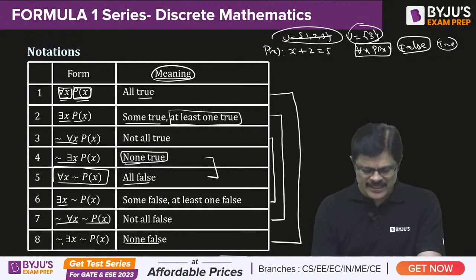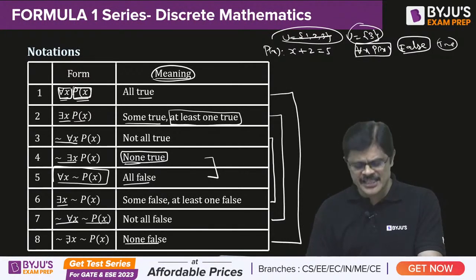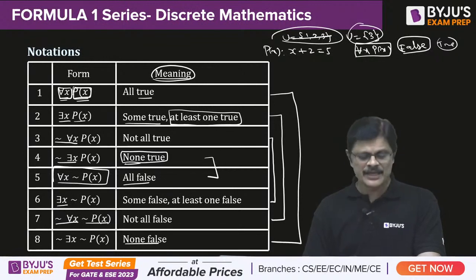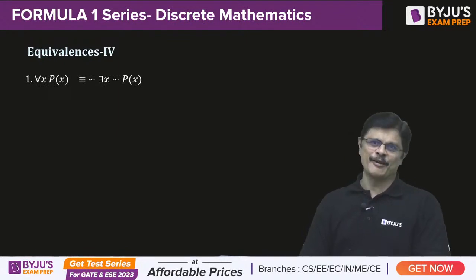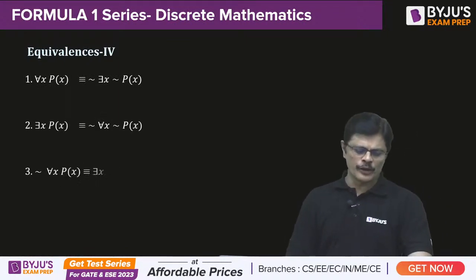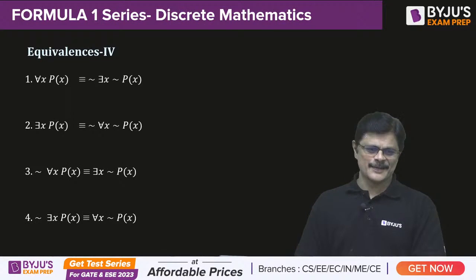That is, for all x Px is equivalent to negation there exists x negation Px. There exists x Px is equal to negation for all x negation Px. Negation for all x Px is there exists x negation Px. And finally, negation there exists x Px is for all x negation Px. So those 4 equivalences we get, my dear friends, from what we observed. So these are the 4 important equivalences.